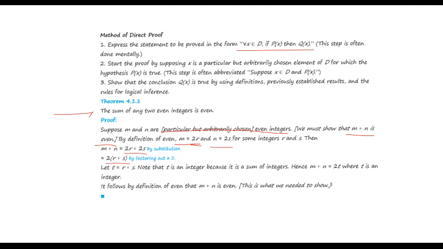So r plus s is the summation of two integers, and since integers are closed under summation, r plus s equals t is a new integer, okay? And as a result, m plus n can be written as 2 times an integer. In this case, that integer is r plus s. So by the definition of even numbers, m plus n also becomes even. That's how we proved theorem 4.1.1.